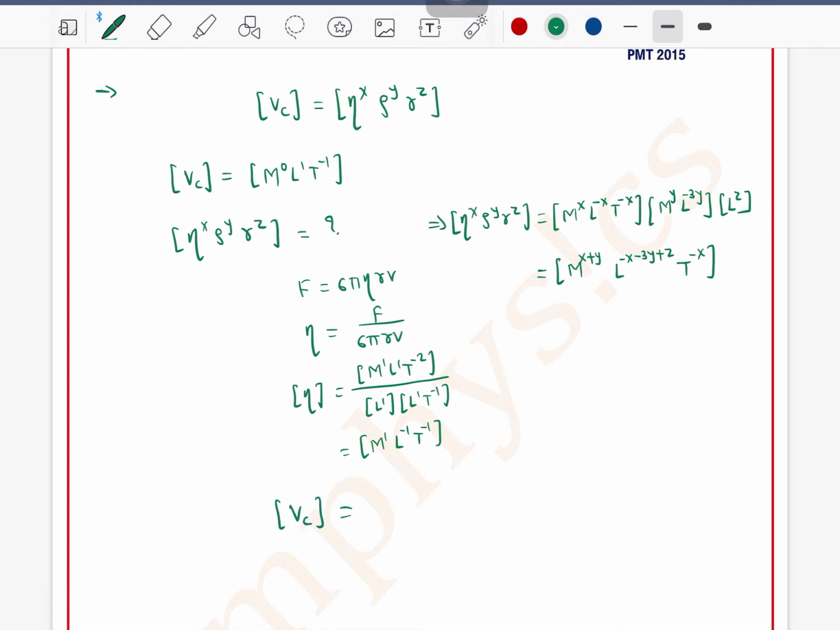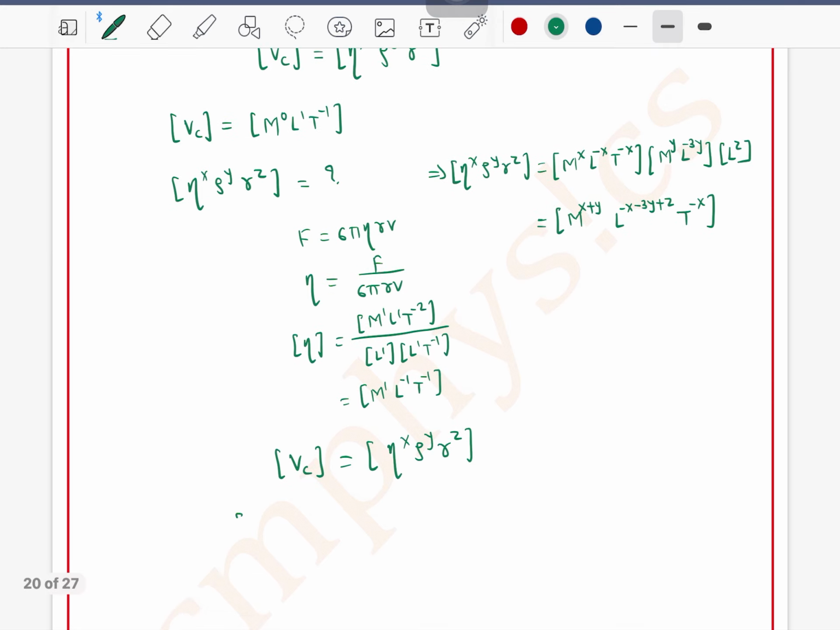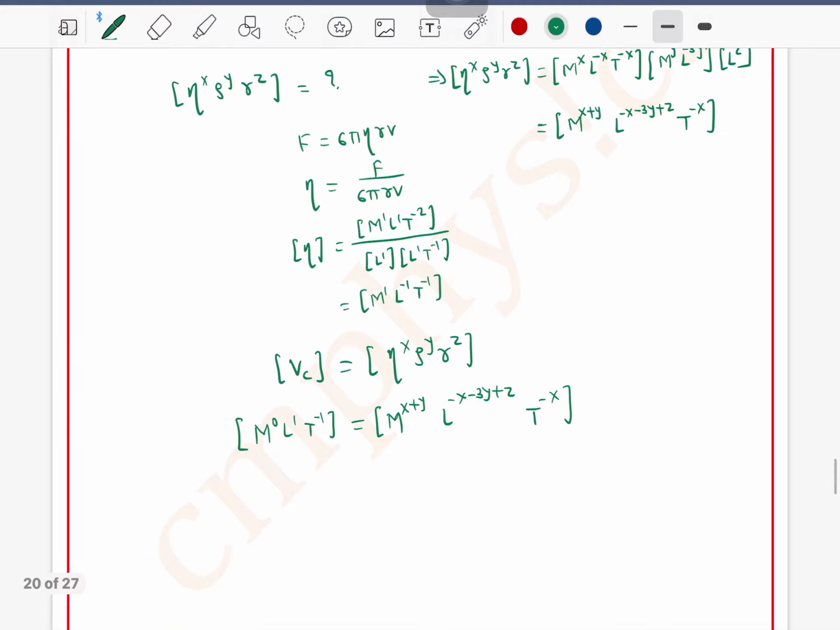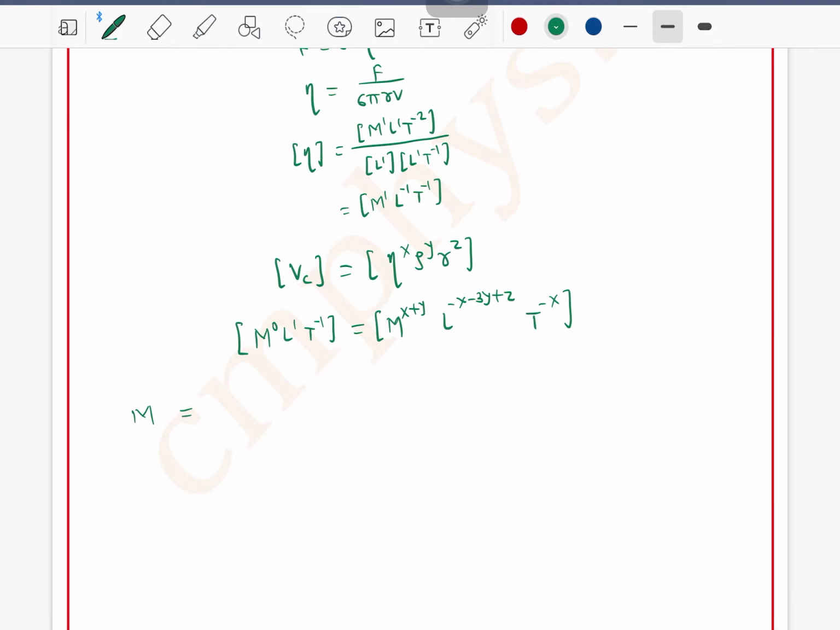According to the homogeneity principle, we will compare the dimensions of both terms. The dimension of Vc is equal to the dimension of eta to the power x, rho to the power y, r to the power z. The dimension of Vc is M0 L1 T minus 1 and the dimension of this term is M to the power x plus y, L to the power minus x minus 3y plus z and T to the power minus x. If we compare the power of M, then x plus y is equal to 0. If we compare the power of T, then minus x is equal to minus 1. It leads to x is equal to 1.